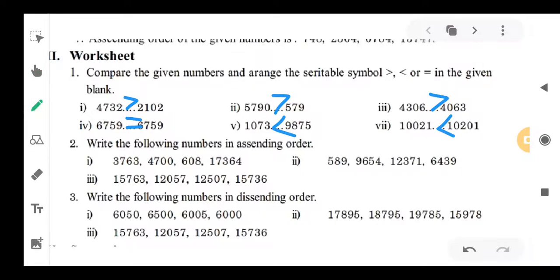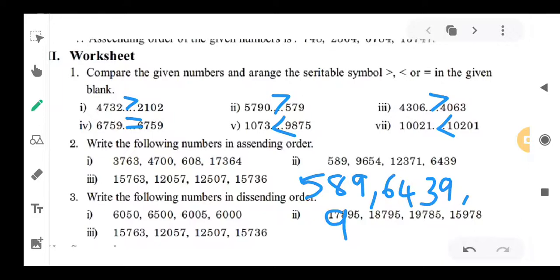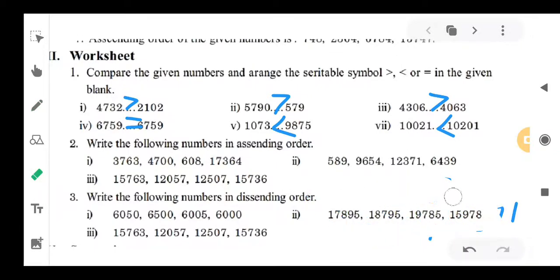So first of all you have to write 589, after that 6439, after that 9654, after that 12371. So this is the ascending order for second one. Okay. So next one, we will go for next one.